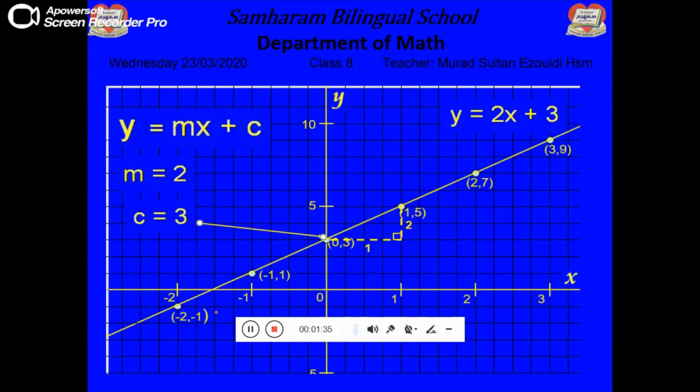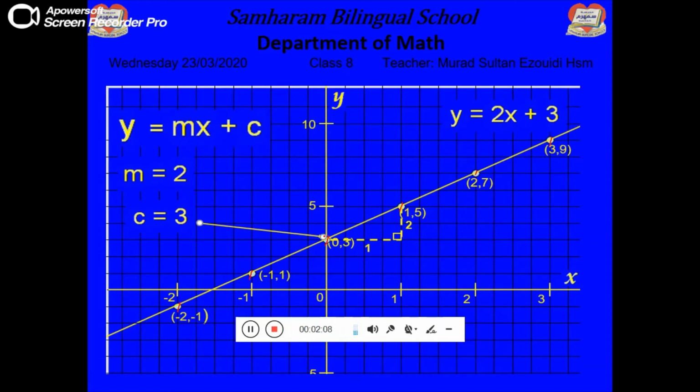Now if we'd like, let's say, to draw the graph of the line y equals x plus 3, just plot the points (-2, -1), then (-1, 1), then (0, 3), then (1, 5), (2, 7), and (3, 9). Then try to join the points to draw the line.